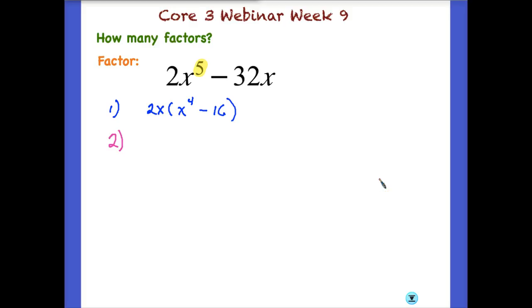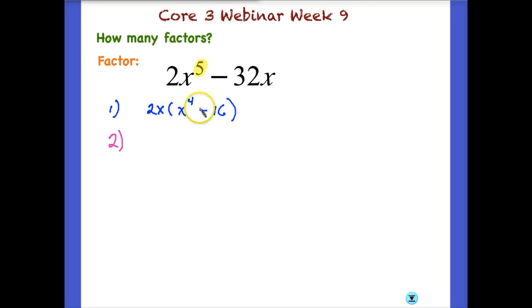Okay, good. So you guys, awesome job. Remember, step 2 is look for special factoring patterns. If I look at this x squared minus 16, that term is done, right? I can't break it down or factor it at all. It's done.